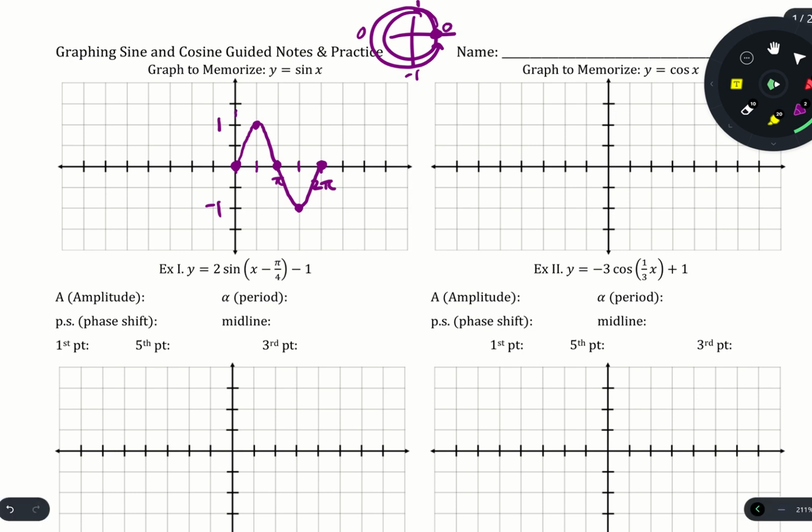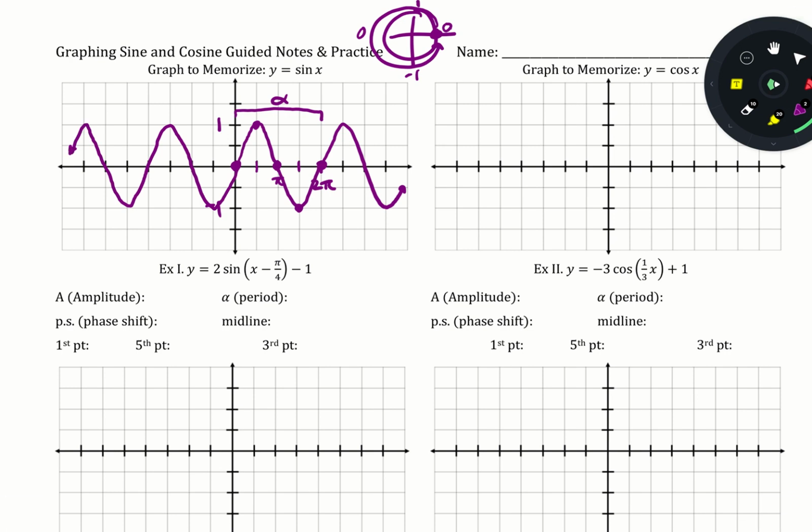So the notation we use is lowercase alpha. So that's one period. That doesn't mean that's all of sine, right? Sine goes on forever and ever. So I'm just going to continue my pattern here. Negative, positive, and forever and ever. This would be -2 pi right here. All right, so that's sine.